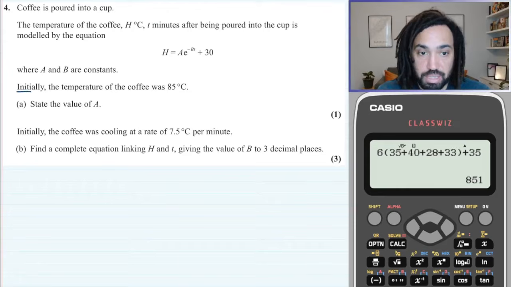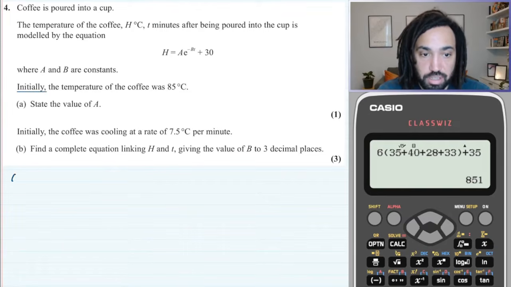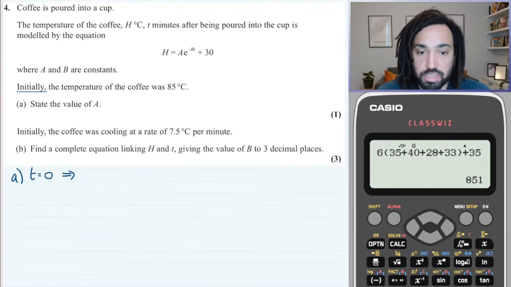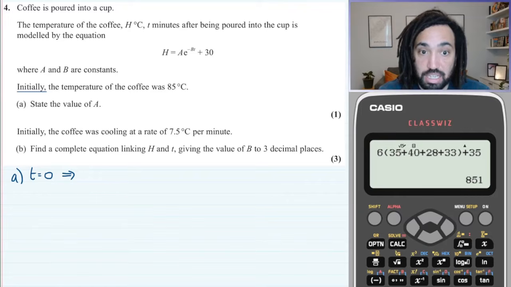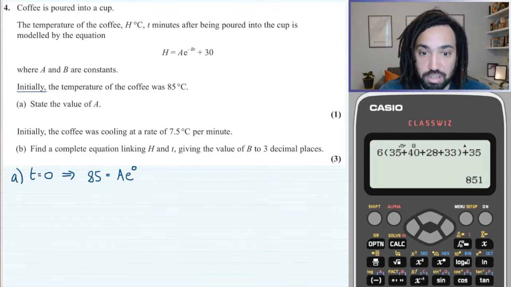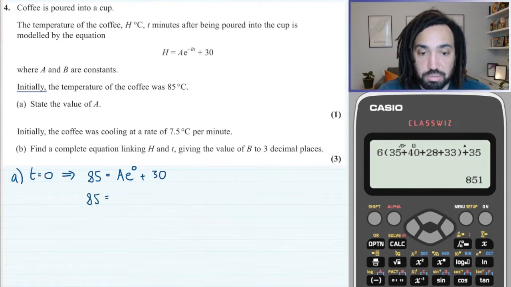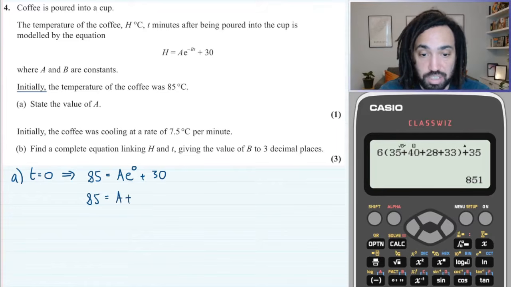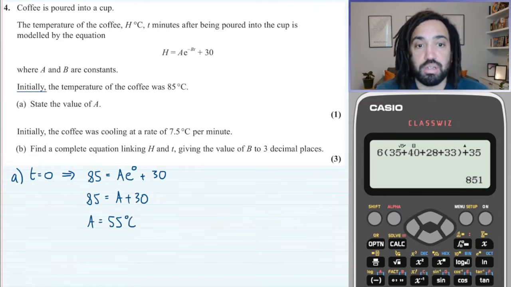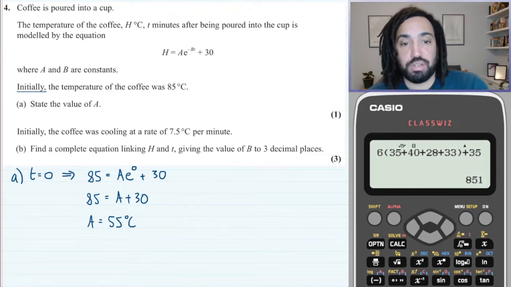So initially means that T is equal to 0. So what we can say is T is equal to 0 gives the temperature H, which is 85 at that time, is equal to A e to the 0 plus 30. So therefore 85 is equal to, e to the 0 is 1, so just a plus 30. So therefore a is equal to 55. And make sure you put the units in as well. So a is 55.